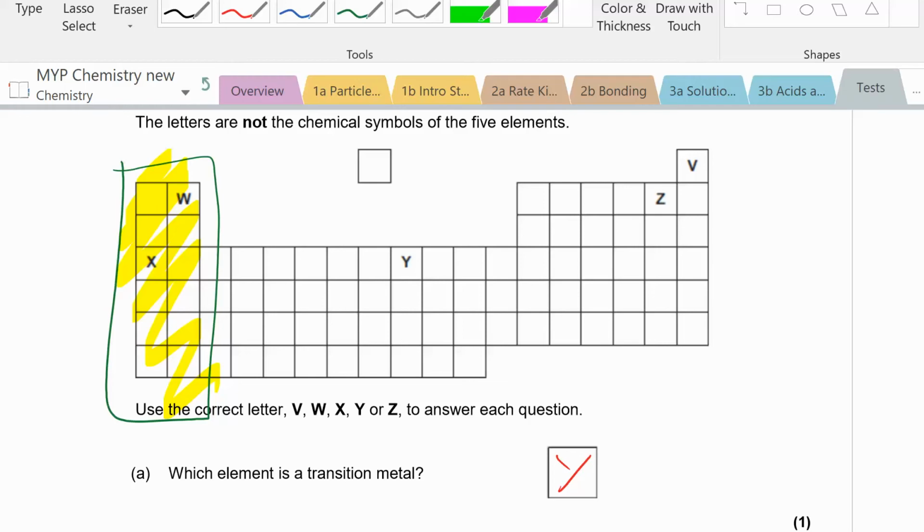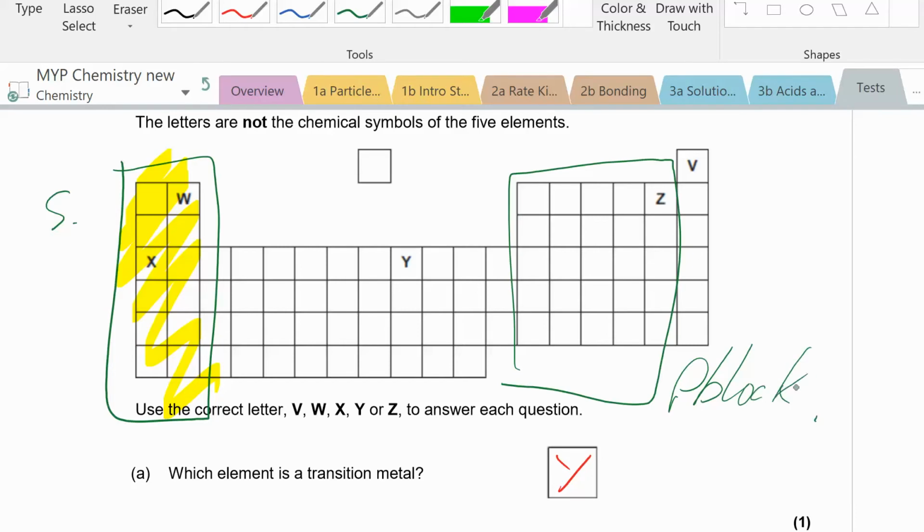Now, for future reference, and for those wanting to study the IB, this block here is often called the S block. This block here is called the P block. And this is the D block, or the transition metal elements. And then here are the noble gases.